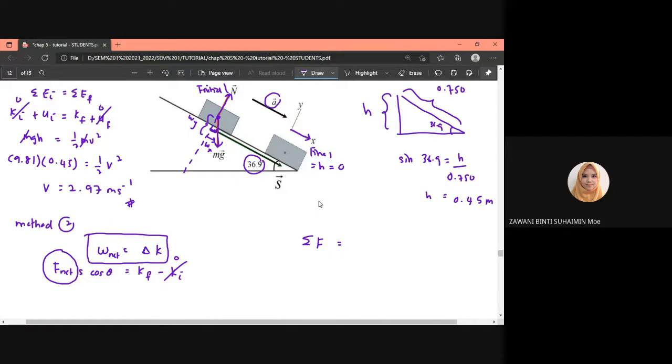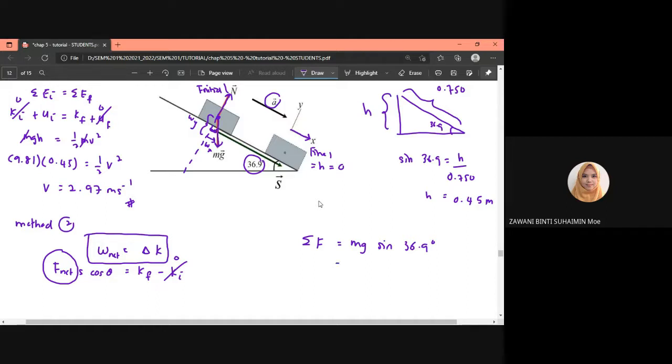Okay, so maksudnya weight in X component tu adalah in opposite side. Okay, so maksudnya kita akan gunakan sin lah. Okay, so mg sin 36.9. Okay, so maksudnya lepas tu kita dah tak ada lagi dah komponen ataupun force yang acting in X component kan. Okay, so maksudnya itu sajalah force kita yang berada dalam komponen yang sama dengan direction of motion.